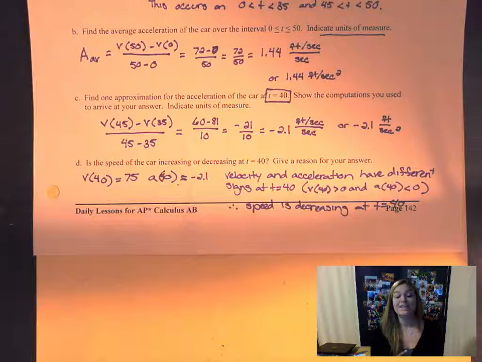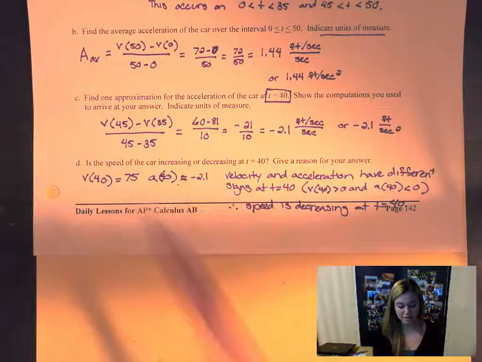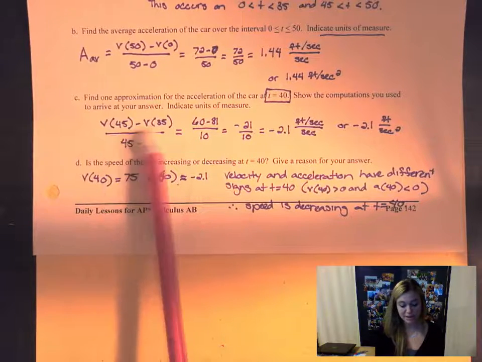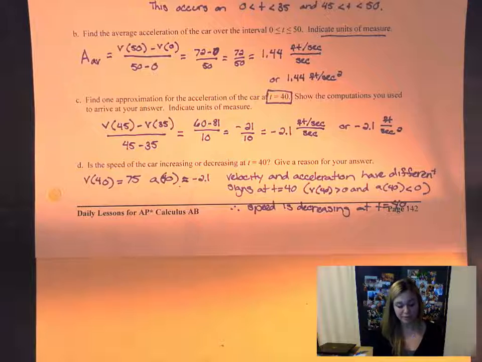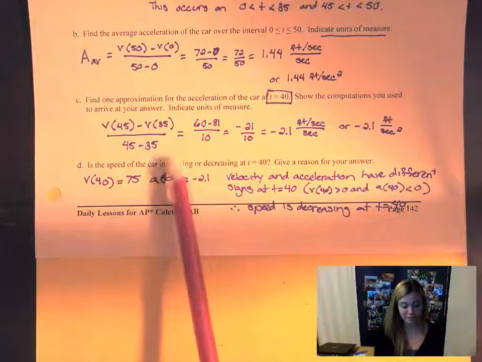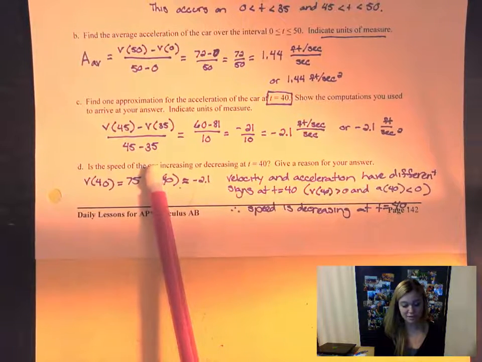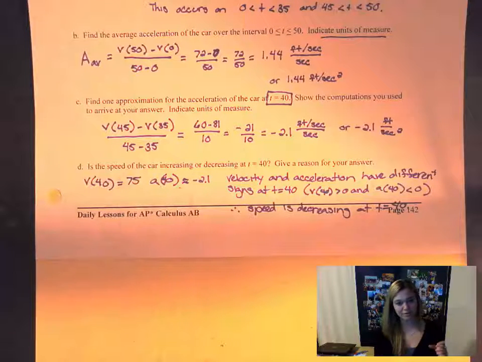And the next one, find one approximation for acceleration. Acceleration is the derivative of velocity. To approximate a derivative, anytime derivative is slope of the tangent, to approximate, we use the slope of the secant. So this is where I'm picking a point to the left and to the right of 40, and you can do this from the table up above and find v of 45 minus v of 35 over 45 minus 35. There are several ways that you could do this. You could pick v of 40 and the point to the left, v of 40 and the point to the right. You could do this different ways.